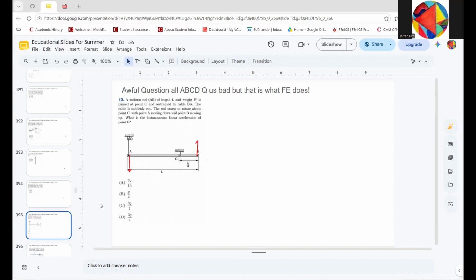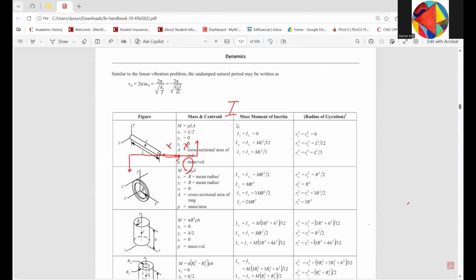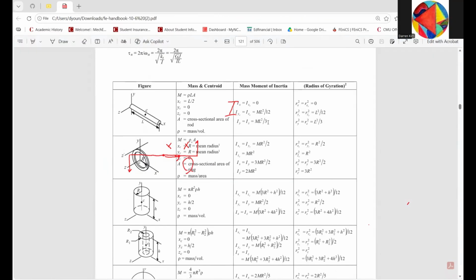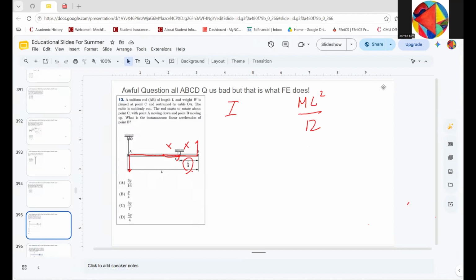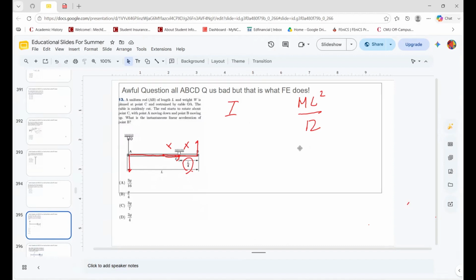So first thing we're going to do is this is a pivot point, so we're going to treat this as where we get our I. There are two I's over here, one over here and one over here. But in reality, we can treat this as one rod and just displace it by the distance. So we can look at our section over here. We could treat it as a rod, and I think it's going to be ML squared divided by 12 then.